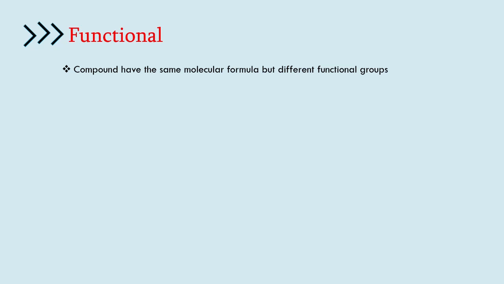The next type of structural isomerism is functional isomerism. This means compounds that have the same molecular formula but different functional groups. Let's understand the meaning first. This means that there are two functional group isomer pairs, which are alcohol and ether, as well as aldehyde and ketone.